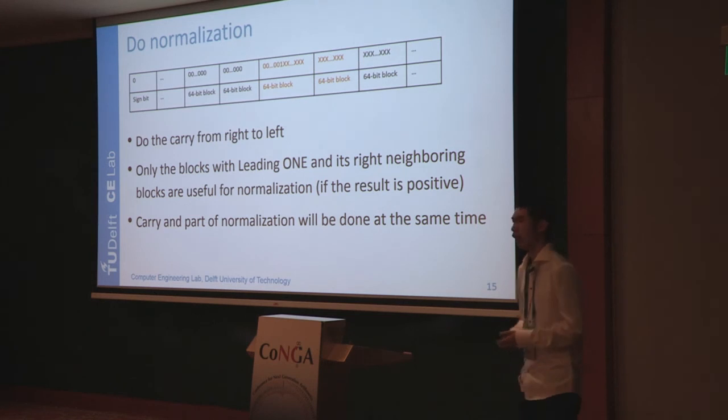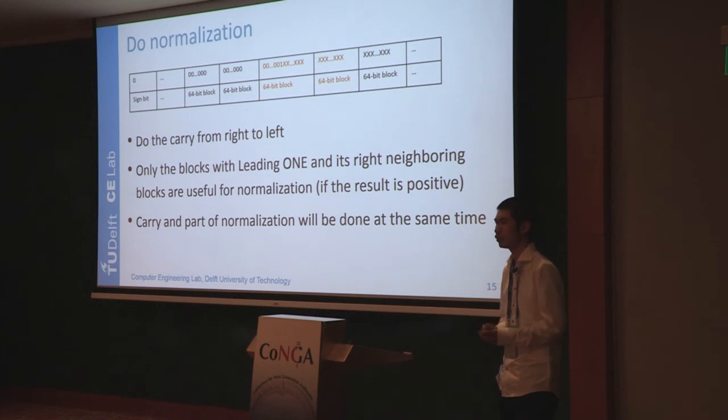Well, after all the accumulation, I need to do the carry. After the carry, if the result is positive, the pattern of the result will be like this. But in practice, only 2 blocks are used to do the normalization: the block with the leading one and its neighboring right block.